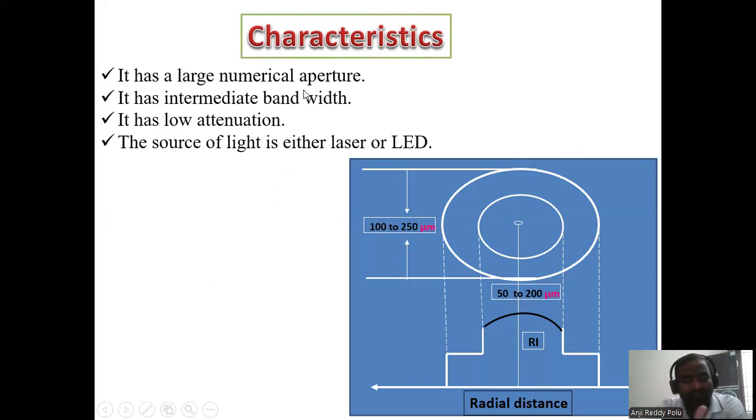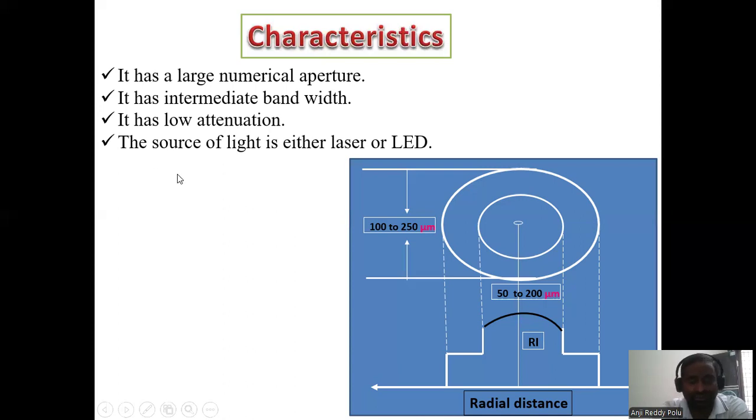In case of multi-mode, numerical aperture is large because light gathering capability is large, since we are sending more light rays, and it has intermediate bandwidth. In step index single mode, bandwidth is high. In step index multi-mode, bandwidth is low. But in this one, we are minimizing the intermodal dispersion, so the bandwidth is intermediate, and it has low attenuation. Attenuation is less, which means we are minimizing the losses due to intermodal dispersion.